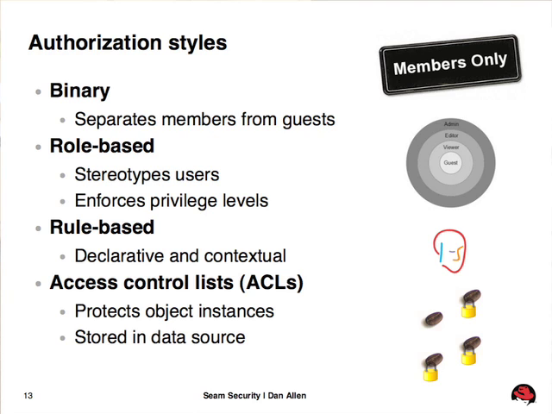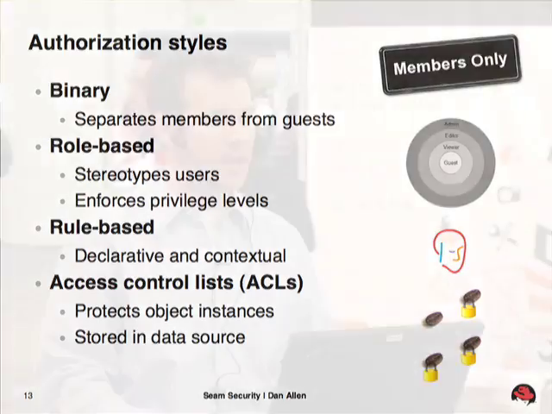Then from there you can move on to role-based. This is something you would be familiar with if you're using the Java EE authentication. This stereotypes the users. You know, you're an admin, you're an editor, you're a viewer. What are you allowed to do if you have this generic role? Everyone who's a viewer is seen as the same. Everyone who's an admin is seen as the same. And so they're really privilege levels, and oftentimes one of the privilege levels will trump another. So admin tends to trump everything. So if you have admin, it doesn't matter what else you have.